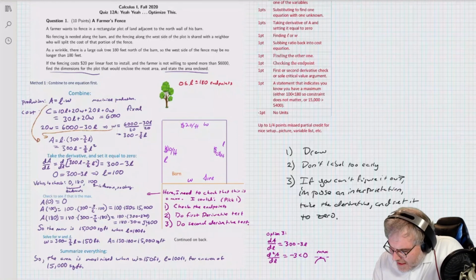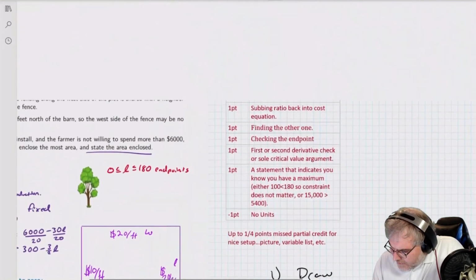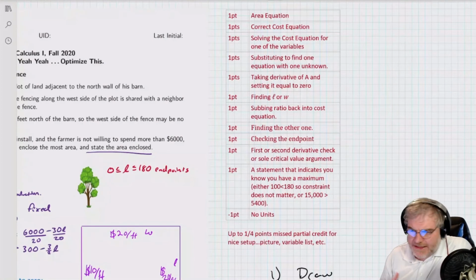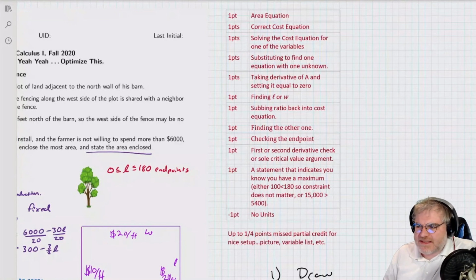Because that's how these kinds of things tend to get graded, right? You've got this area, correct cost, solving for the cost, substituting to find it, and so on. And the other thing you have to do is practice. These are problems where the reasoning skill is the big deal, if that makes sense.